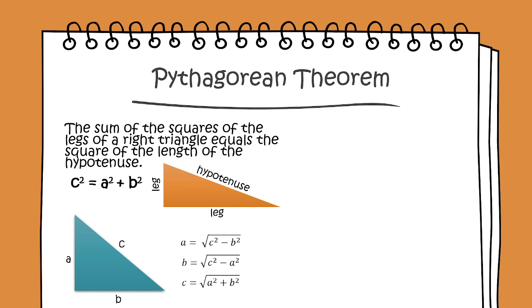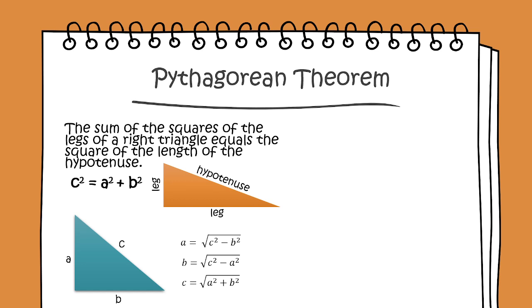Pythagorean Theorem states that the sum of the squares of the legs of a right triangle equals the square of the length of the hypotenuse, also known as c squared equals a squared plus b squared. A right triangle always has two legs, and across from the right angle is the hypotenuse, which is the longest side in a right triangle. I included this blue triangle, and I labeled the side legs A and B, and then your hypotenuse is C.